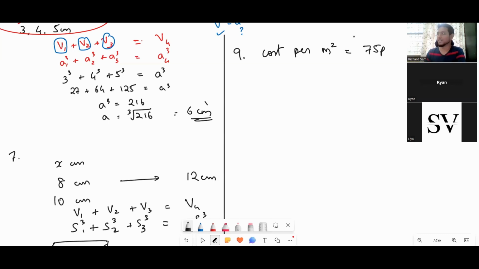So the cost of putting wallpaper for every meter square is 75 paise. Meter square is a unit of area. So it's something to do with finding the area of these four walls. Got it? Now, what else have they given?